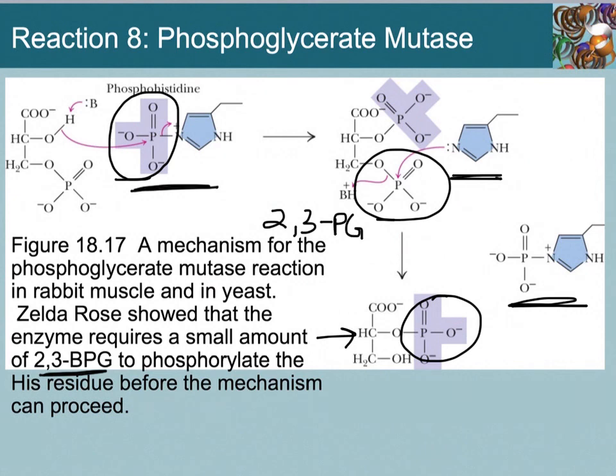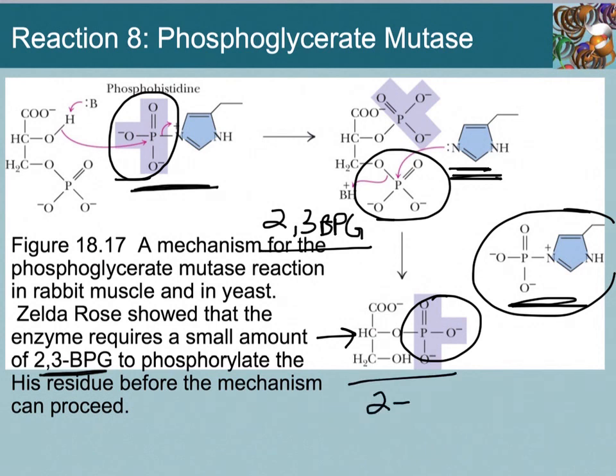Let me just recap this again. We have a phosphohistidine. We are going to have attack on the phosphorus by the oxygen on carbon 2. We then make 2,3-bisphosphoglycerate. Forgot the B. Then the histidine will attack the phosphorus. We regenerate our phosphohistidine in the enzyme pocket, and now we have our 2-phosphoglycerate.